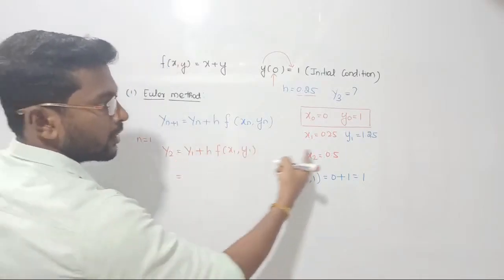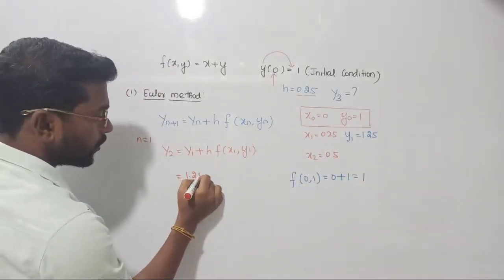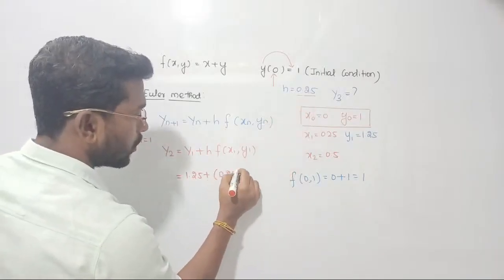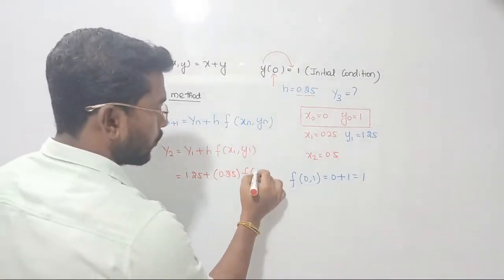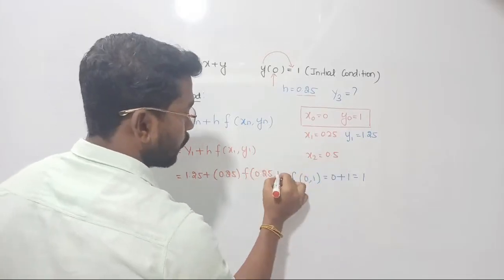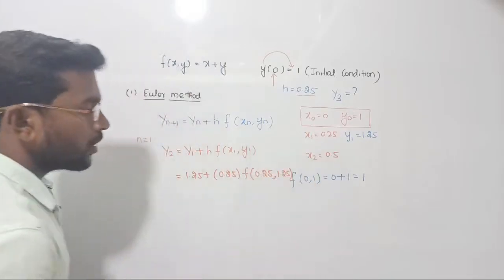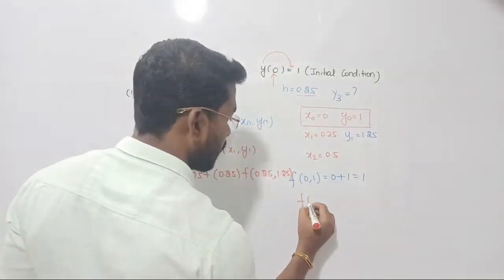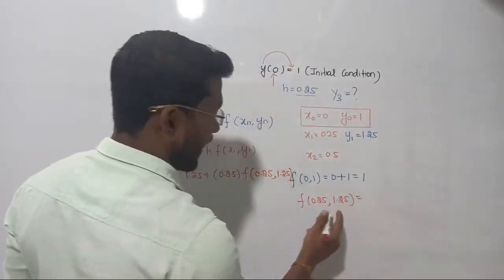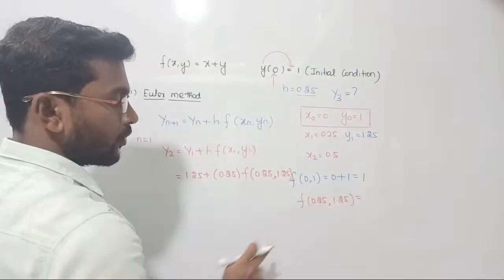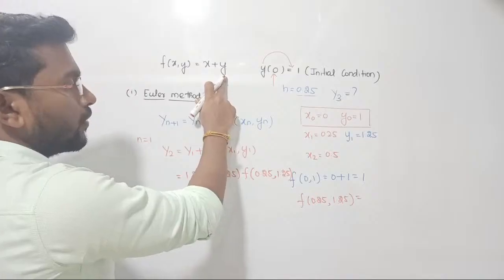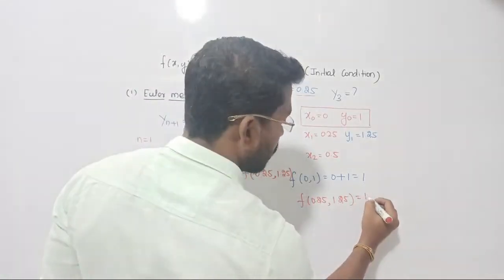Do you know the value of y1? Yes, y1 is 1.25. Plus, do we know the value of step size? Of course, that is 0.25, into f of x1 comma y1, where x1 is 0.25 and y1 is 1.25. Now we have to estimate the value of f of 0.25 comma 1.25. Again, for x we consider 0.25, for y we consider 1.25, such that 1.25 plus 0.25 will become 1.5.